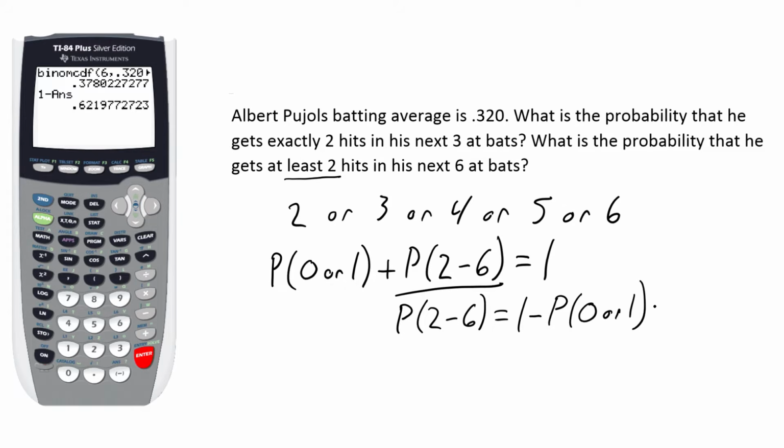And what we get is that the probability that he would get 2 or more hits, somewhere between 2 and 6 hits, is about 0.6220. And so that would be the probability that Albert Pujols gets at least 2 hits in his next 6 at-bats. So again, the main difference between this video and the last one was in this video we wanted to see the probability that he gets at least 2 hits. And so anytime we're looking at a cumulative number of probabilities, we want to use the binomial CDF function. And when we're looking at exactly one probability, we want to use the binomial PDF function.